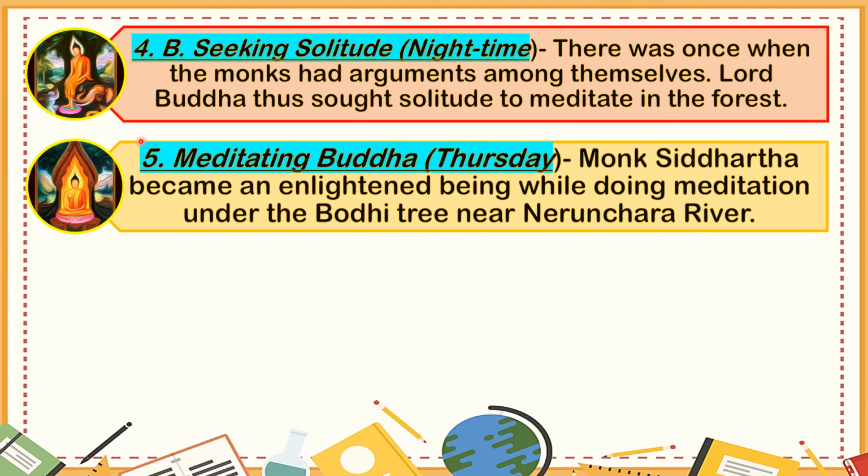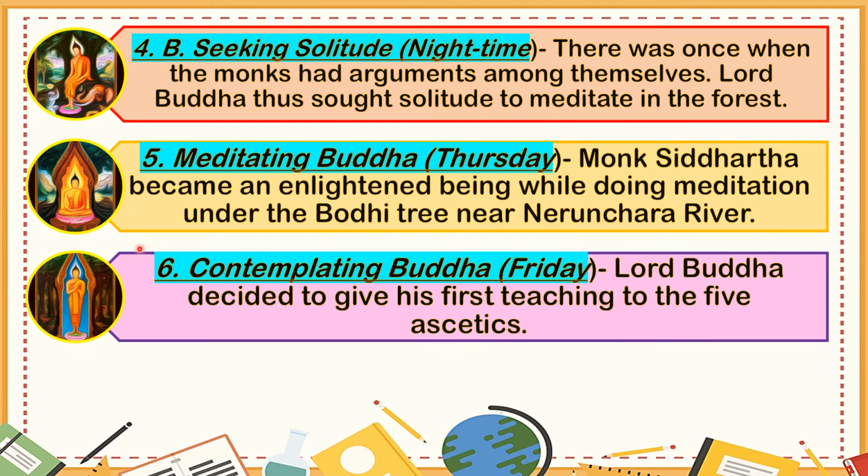Next, the fifth one is meditating Buddha. This is Thursday. Monk Siddhartha became an enlightened being while meditating under the Bodhi tree near Neranjara River. So class, before he was enlightened, he was called Monk Siddhartha. And after his enlightenment, he was called Buddha because Buddha means the enlightened one.